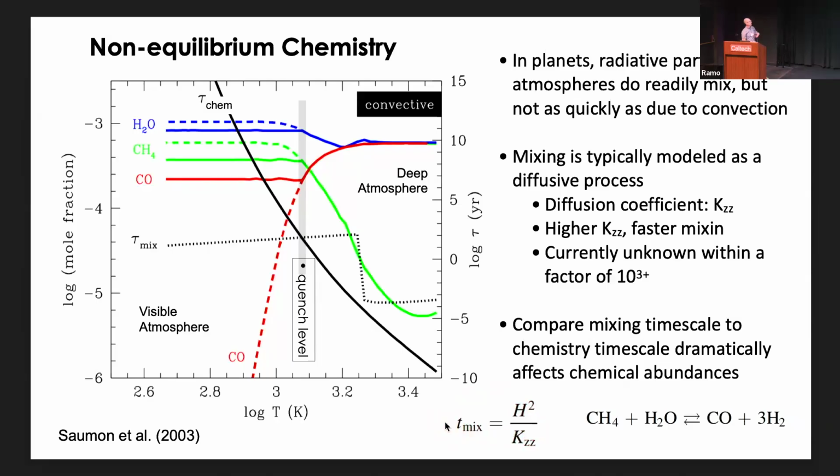And so in these atmospheres, typically this chemical mixing time is unknown by a factor of 1,000 or more. But one of the great things about the era now is we have amazing spectra for a wide range of objects, and we can use that to measure atmospheric abundances pretty precisely and learn something about this mixing timescale in the atmosphere.